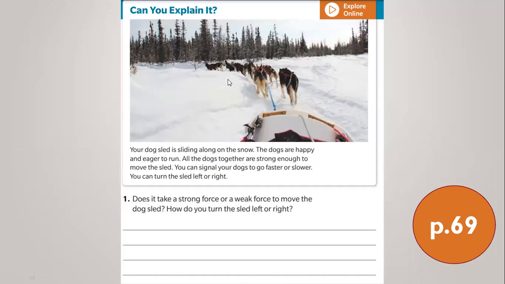Exactly. So, the more the dogs, the easier the pulling force. The more the dogs pulling the sled, the easier the force. And if only one dog tries to pull this sled, it cannot, because its force cannot afford that.